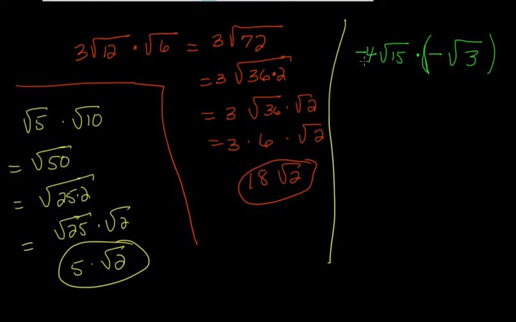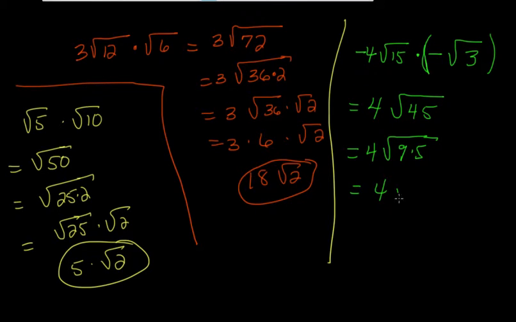So now I'm just going to start multiplying things together, and I'm going to multiply the number in front of the radical first. So negative 4 times negative 1 is 4, and under the radical is 15 times 3, which is 45. Now I'm going to see if I can simplify this square root of 45. So that would be 4 times, let's see, 9 times 5, which is 4 times root 9 times root 5.